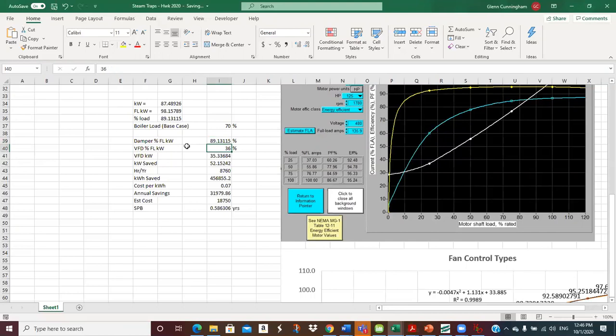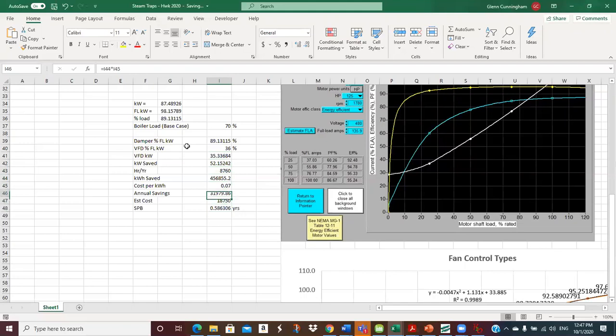Then the estimate on the VFD, that comes from the curve, would be about 36% of full load kW. And so 36% of the full load kW, which is the 98 number, is right here. And so that's 35. And then you subtract the two, and you're going to save about 52 kW, and then 8760 hours per year. So there's kilowatt hours saved. There's cost per kilowatt hour, annual savings. That's the estimated cost, and that's the payback.